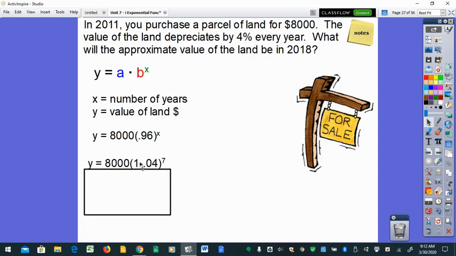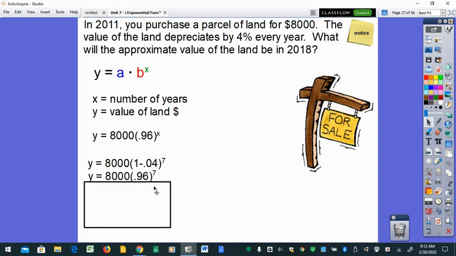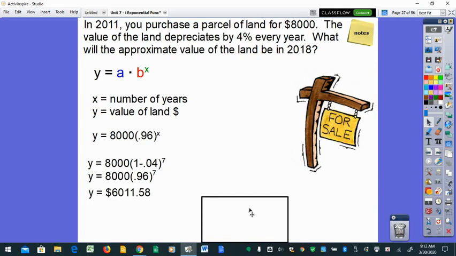Just reminding you, where did the 0.96 come from? That was the 1 minus that 4%. That is where we got the decay factor. And I head to my calculator and I take 8,000 times 0.96 raised to the 7th, and I end up with about $6,011.58. So my value has dropped.